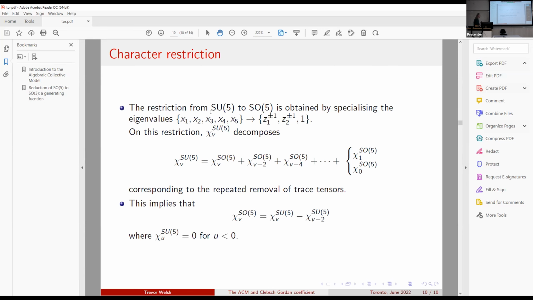So if you subtract one of these from one of these, with the same one with the index 2 less, you'll just end up with the leading term of the first series. So you've got that. And we also have to define chi subscript u to be 0 whenever u is negative. So that's needed when v is 0 and 1 here.